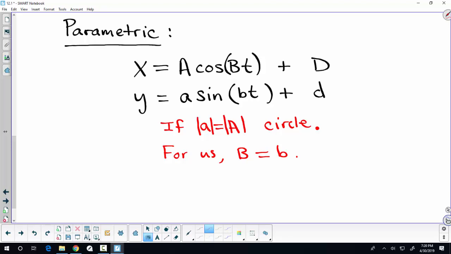Okay, remember that b affects the period. That affects how much of the circle is actually traced out as t ranges from whatever s to w. So this b and this b tell us how much of the circle.